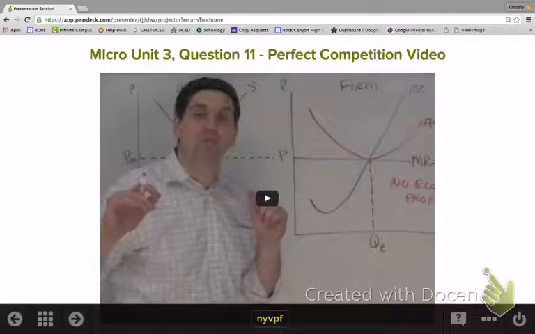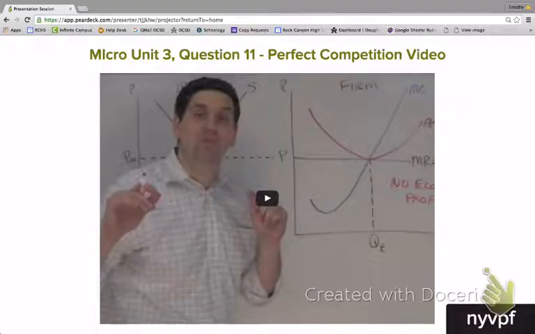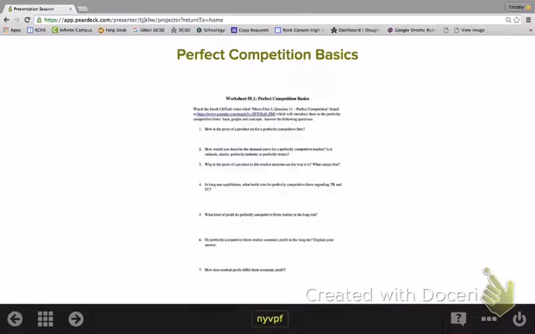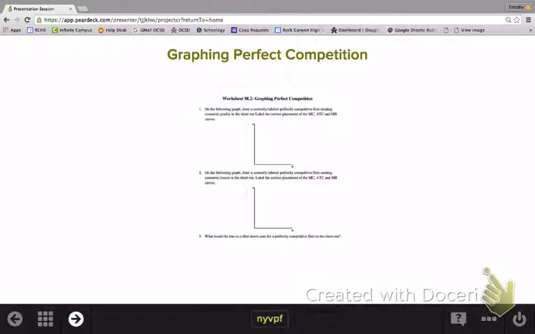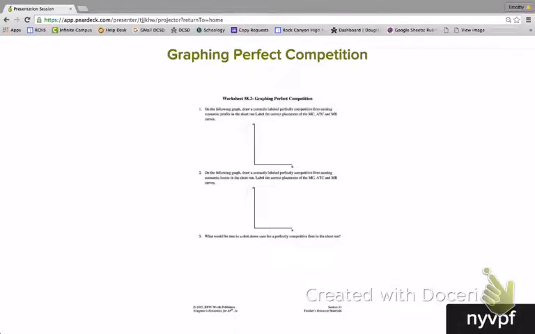You can go to the ACDC Econ website and do a practice question. It's entitled Micro Unit 3, Question 11. That will give you some practice with it if you desire to do so. Here is another activity that we'll work on in class, Perfect Competition Basics. Here's another activity we'll do in class to practice graphing perfect competition.